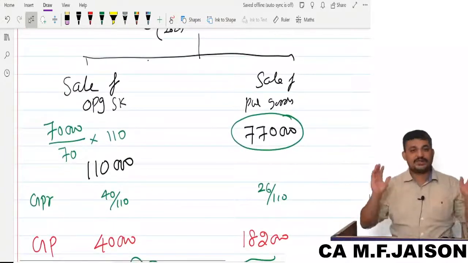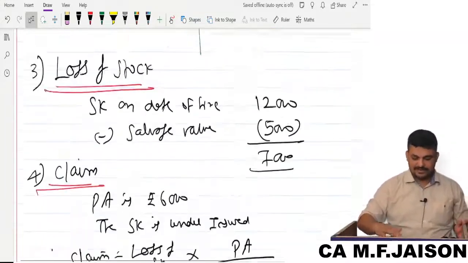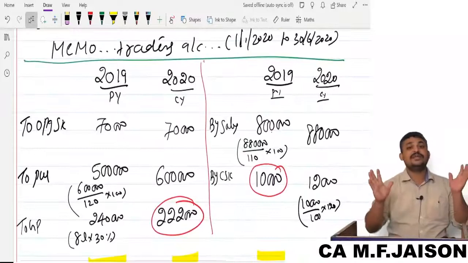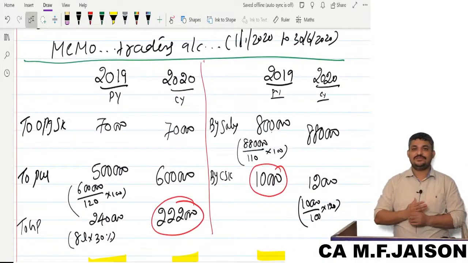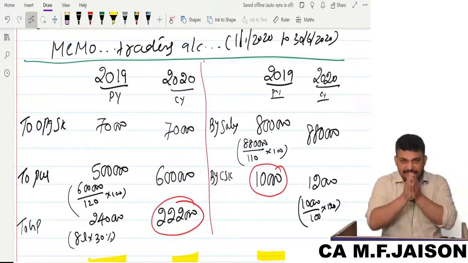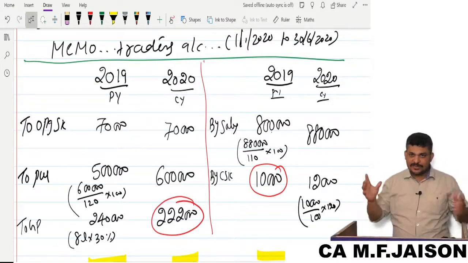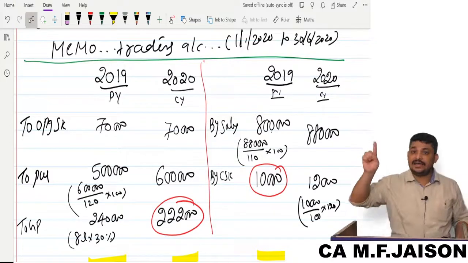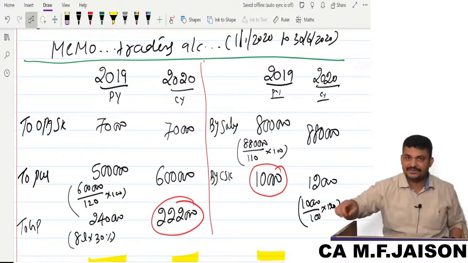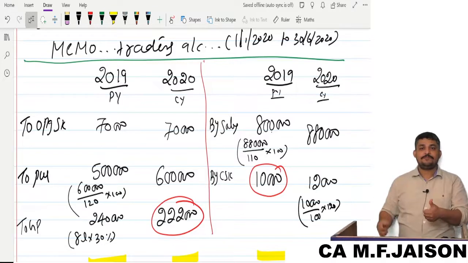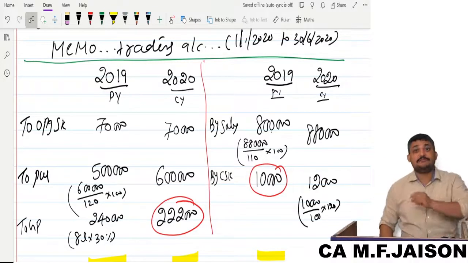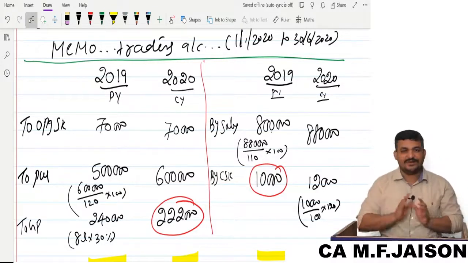This working is not required. Straight away, a memorandum trading account. What should I do? I should prepare 2 columns. Which 2 columns? Previous year column and current year column. So what is the concept? The current year column will have current year information at current year price. The previous year column will have current year information at previous year price. That is what we have done.